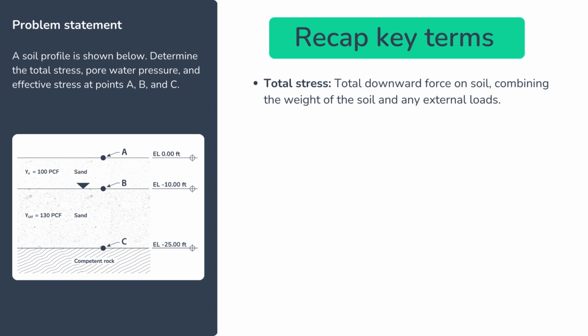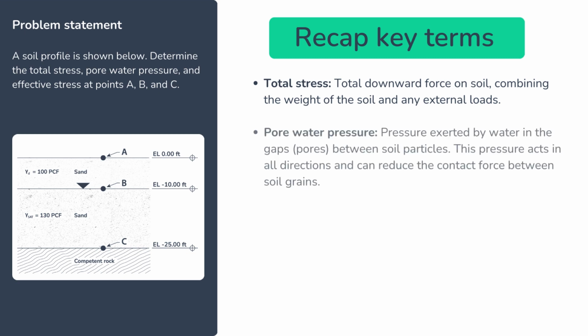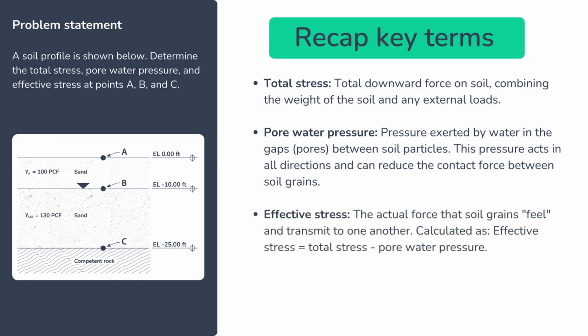Total stress is the total downward force on soil, combining the weight of the soil and any external loads. Pore water pressure is the pressure exerted by water in the gaps, or pores, between soil particles. This pressure acts in all directions and can reduce the contact force between soil grains. Effective stress is the actual force that soil grains feel and transmit to one another. This is calculated as effective stress equals total stress minus pore water pressure.